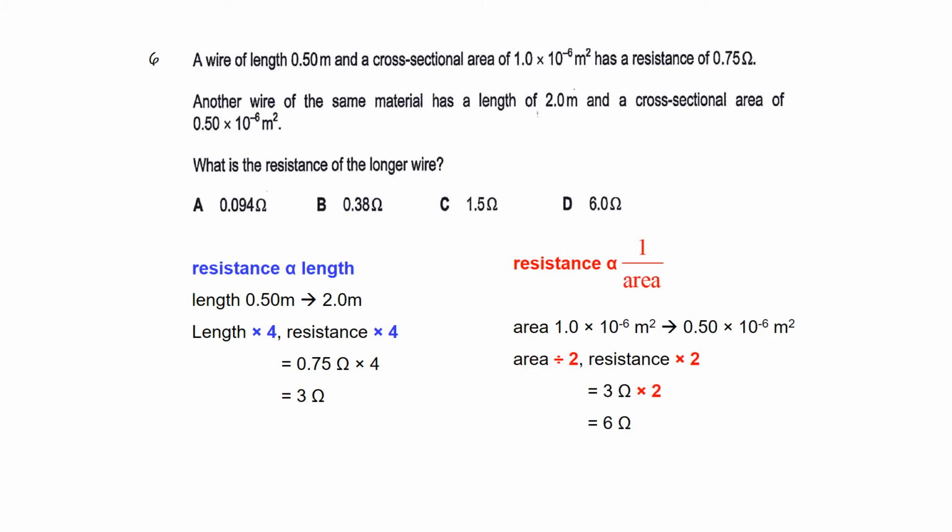Resistance has an inverse relationship with cross-sectional area. So when the area changes from 1.0 times 10 to the power minus 6 meters squared to 0.50 times 10 to the power minus 6 meters squared, area divided by 2. Resistance opposite, inverse relationship. Resistance times 2. Taking the resistance we just calculated in the first part earlier of 3 ohms times 2, it will give us 6 ohms. D.